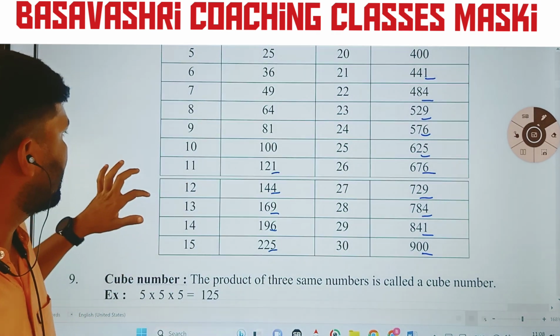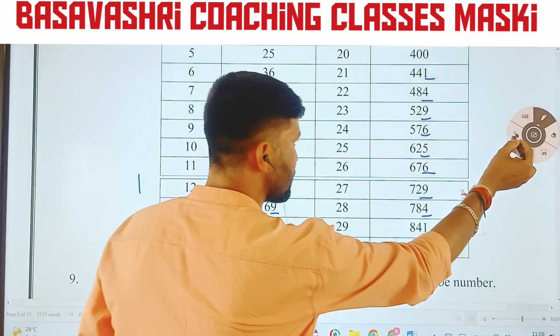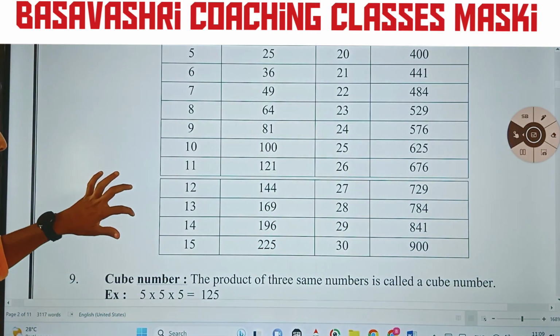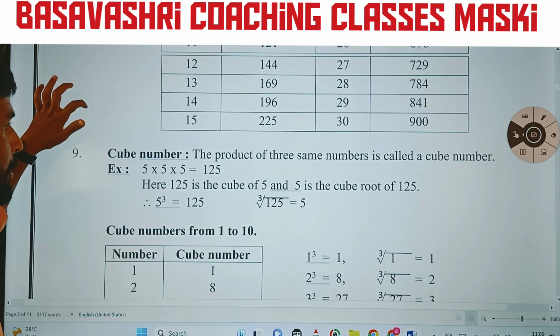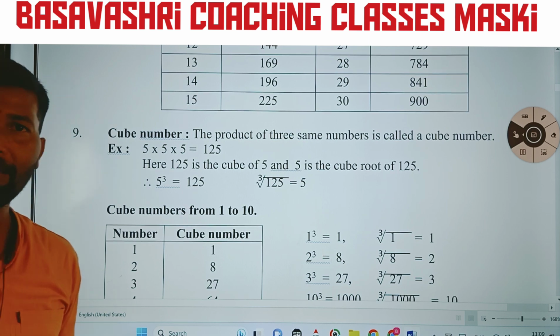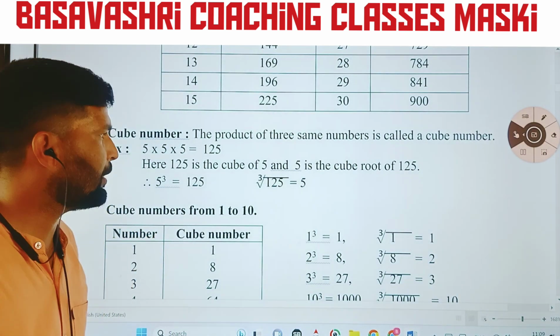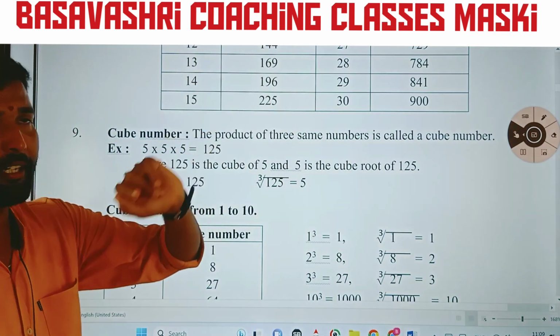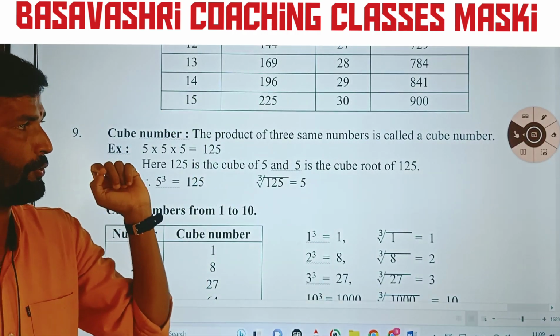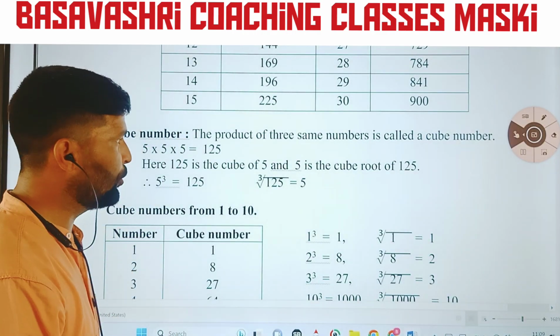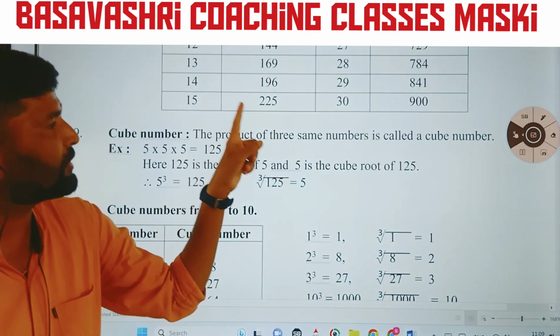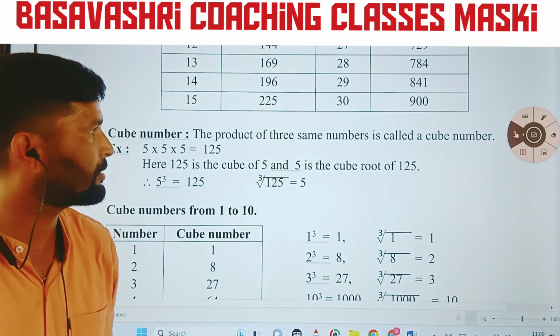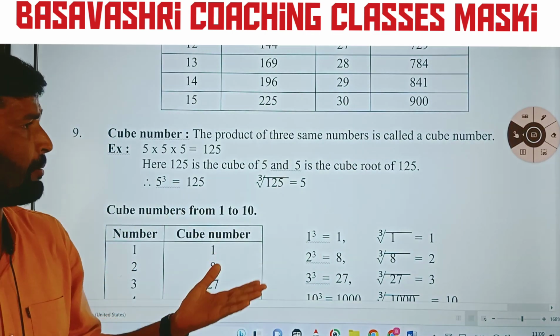Now, last but not the least, from today's class we are going to discuss the last type of number, the cube numbers. Yes, just now we studied about the square. Now we are going to study about the cube. The cube means the product of 3 same numbers. The product of 3 same numbers.